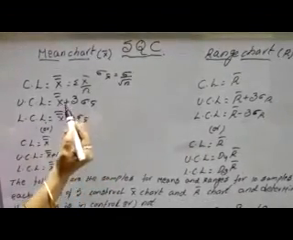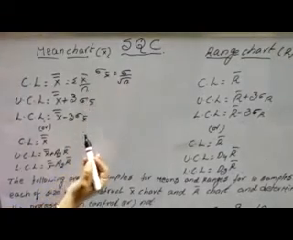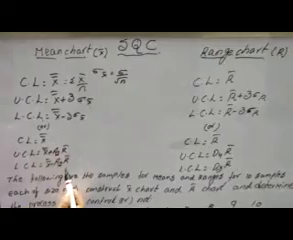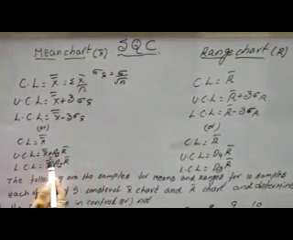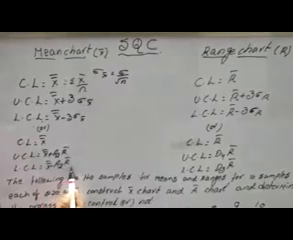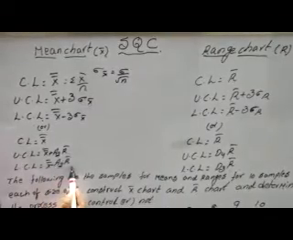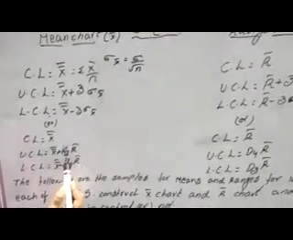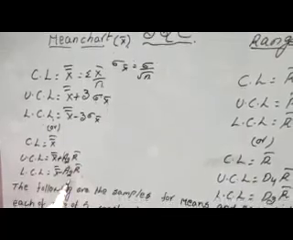For example, if in the problem the value of the standard deviation sigma is not given, you can apply the mean chart with another formula: UCL is x double bar plus A2 R bar, and LCL is x double bar minus A2 R bar. What is A2 here? A2 is one standard value which can be found with the help of control chart tables. Easily with the help of these we can find the standard values. With this we can construct a mean chart.